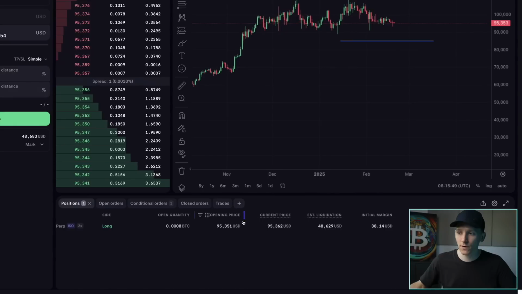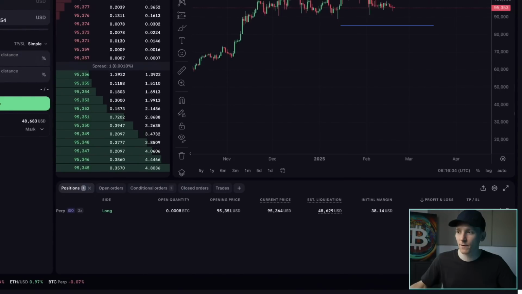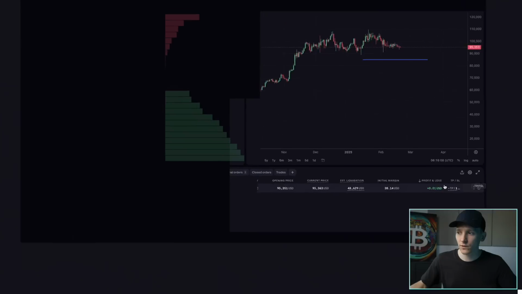You can see the opening price and the current price and my estimated liquidation. My estimated liquidation is where I don't have enough cash to pay for the position anymore, which is 48,000, which is totally miles away from my own stop loss. So I've got no issues there. On the right hand side, if you can just see that above my head, this is where your take profit and stop loss are. So you can change that.